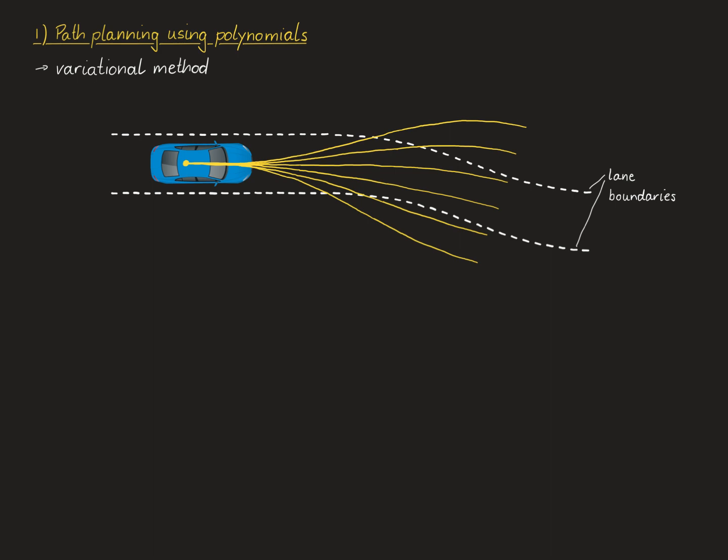To this end, we consider a bunch of polynomials in the vehicle coordinate frame. Typical degrees chosen for these polynomials are 4, 5, or 6. In our case, we have selected the polynomial to be of degree 5. The task of the motion planning method is now to find good values for the polynomial coefficients C0 through C5. Of course, the selection of the coefficients must be such that all relevant constraints are satisfied, including the kinematic constraints, the dynamic constraints, and the collision avoidance constraints.